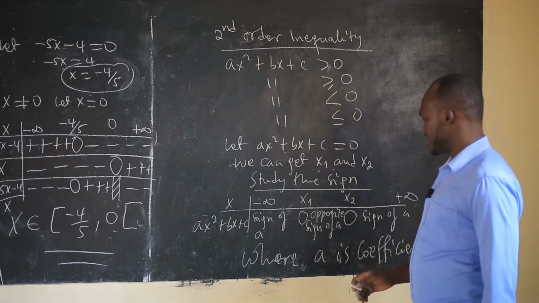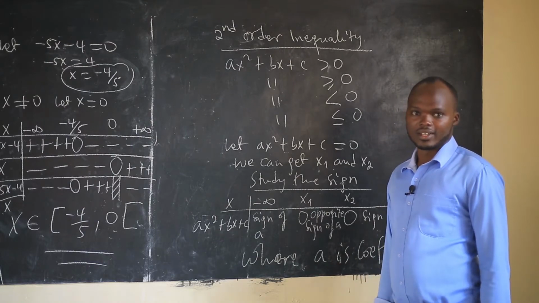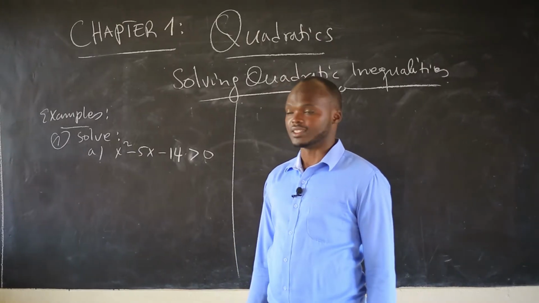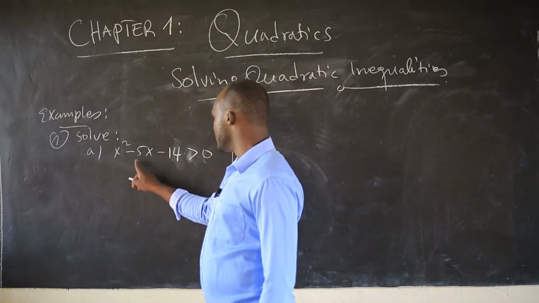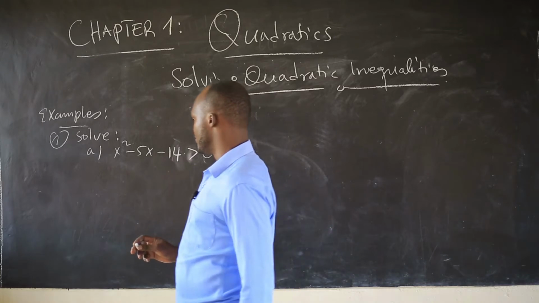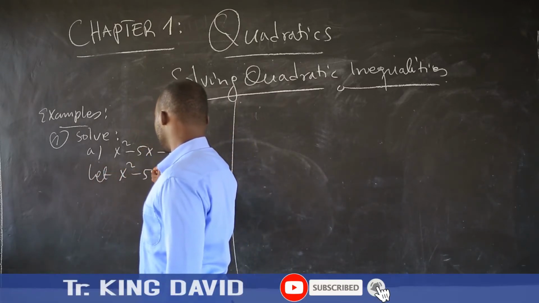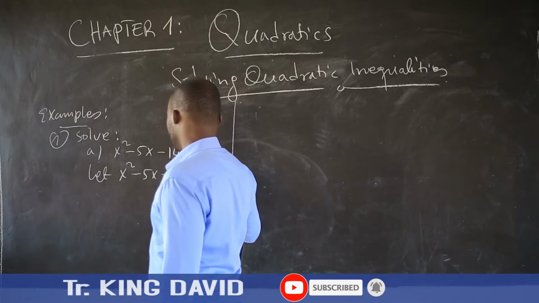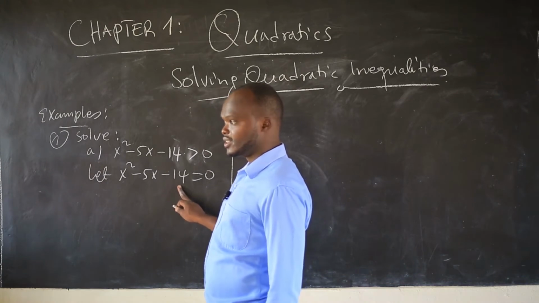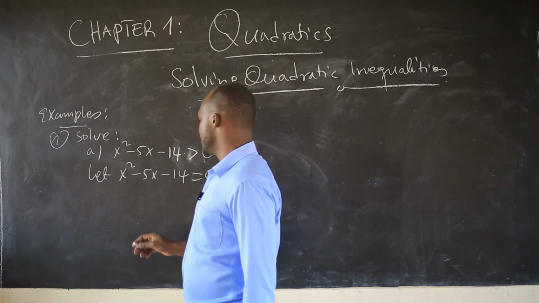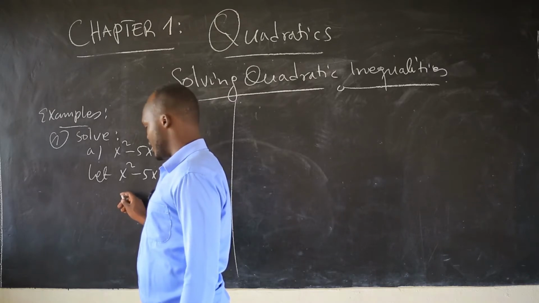So now we're going to see examples of how we can solve quadratic inequalities. Let us see examples. We have example number 1a. Solve x squared minus 5x minus 14. The first step, we let x squared minus 5x minus 14 be equal to 0. Let us use factorization. Two numbers we can multiply to get negative 14 and add to get negative 5. That is negative 7 and 2.